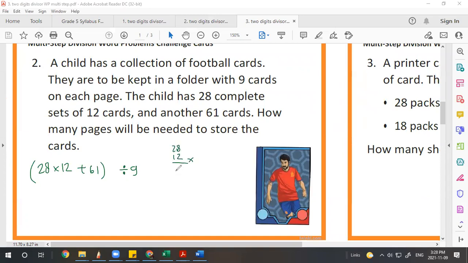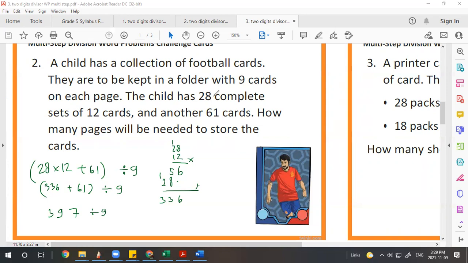So 28 times 12, calculate it on your own. 28 times 12 manually: 8 times 2 is 16. You put 1 here. 2 times 2 is 4, 4 plus 1 is 5. And 8 times 1 is 8. 1 times 2 is 2. And you add them to get 336. Okay, 336, don't forget to add 61, and you divide by 9. So 397 divided by 9. Okay.